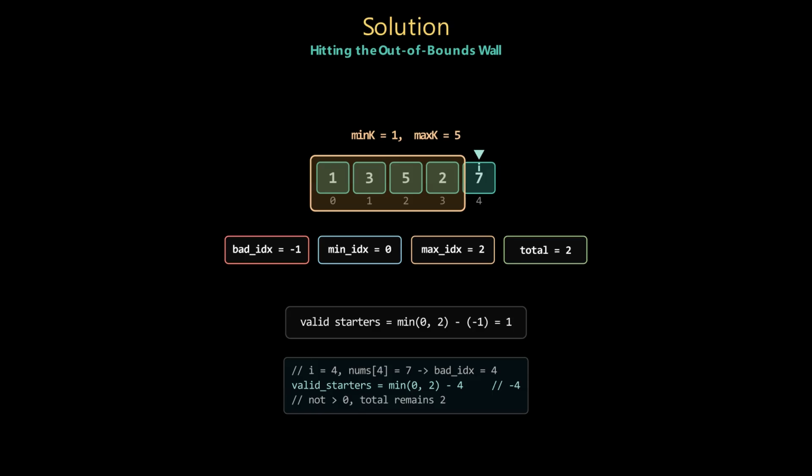Finally, at index 4, we hit a 7. This breaks our boundary constraints entirely. We immediately lock our badIdx to 4. Because this out-of-bounds element sits to the right of our valid targets, our formula drops below 0, correctly preventing any invalid arrays from being recorded.